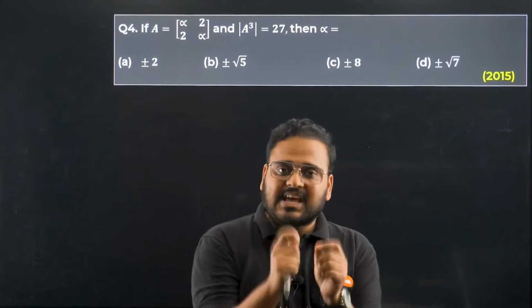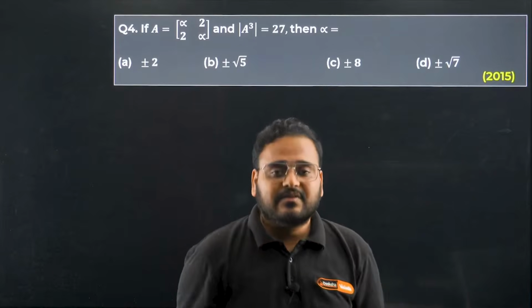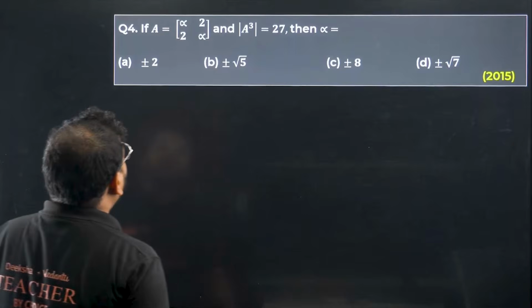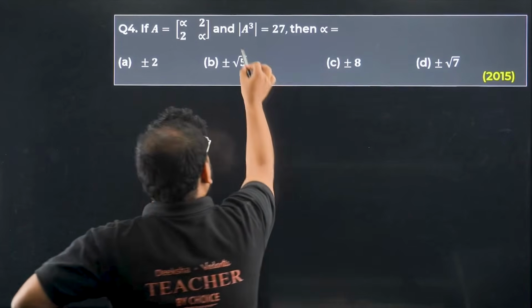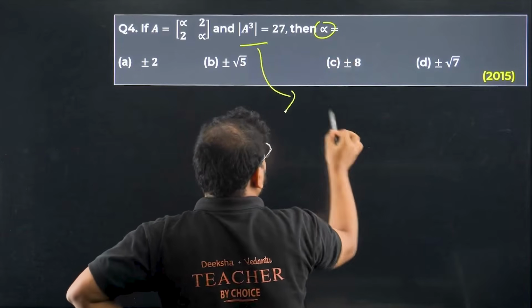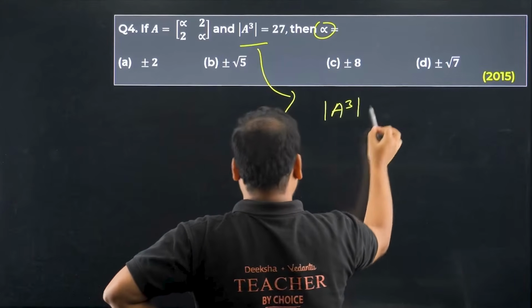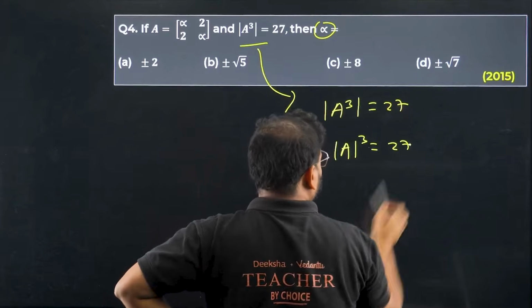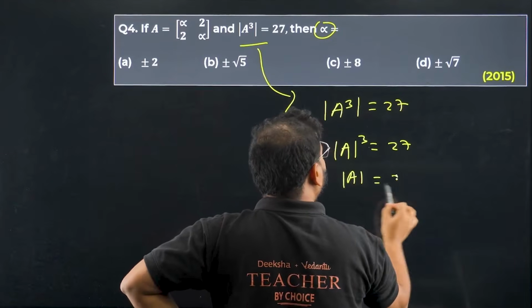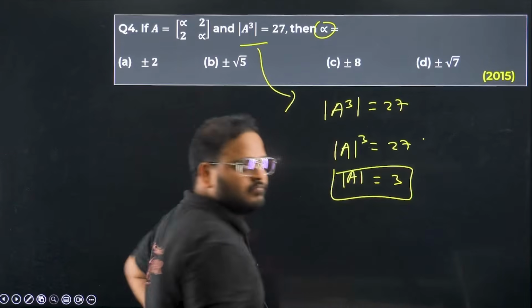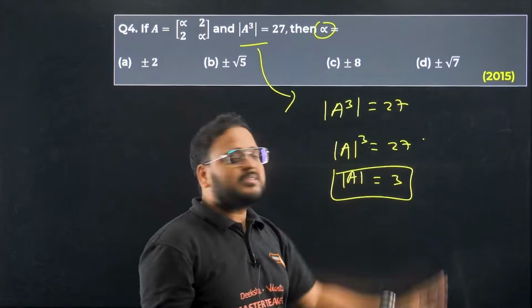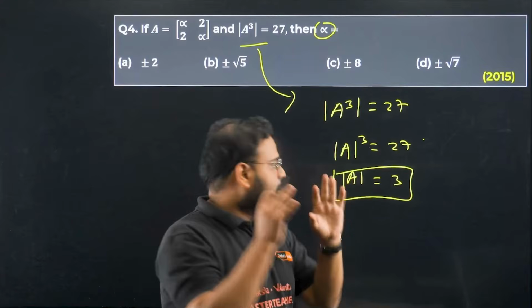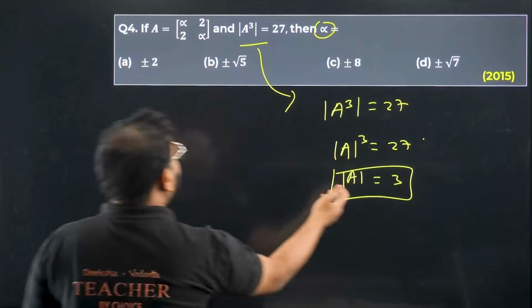Every minute you save on these questions, you can apply in the difficult problems, for example in calculus or other problems, okay? If A equals alpha 2, 2, we have been given this, find the value of alpha. From here we know that the determinant of A cube is 27, so the determinant of A, cubed, will also be 27. It means the determinant of A will become 3, because the cube root of 27 is 3, right? Okay, so the determinant of A is 3, use it over here.